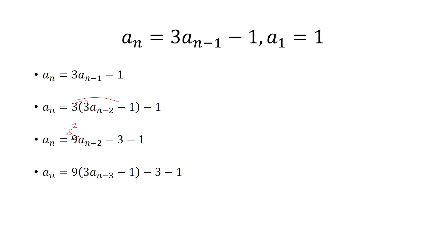Okay, now let's work on a sub n minus 2. We plug in n equals n minus 2 in this formula. We get 3 times a sub n minus 3 minus 1. Again, distribute. And then we have 27 times a sub n minus 3 minus 9 minus 3 minus 1. And so here we have a pattern. Basically, it's like 3 to the 0, 3 to the 1, 3 to the second, and then 3 cubed.